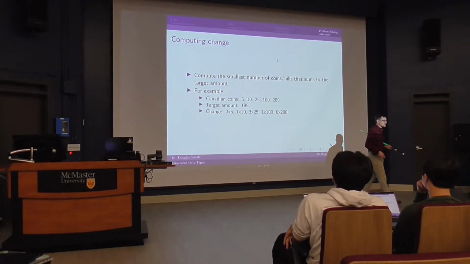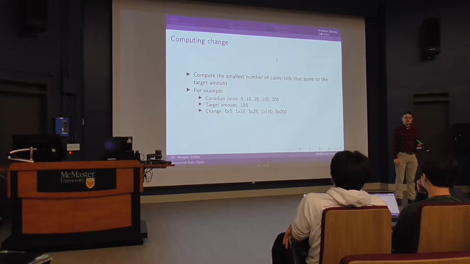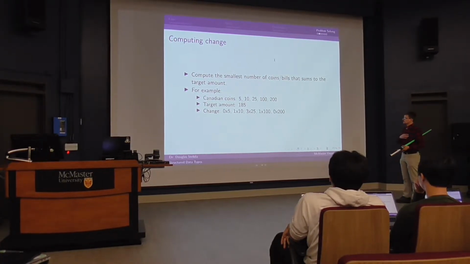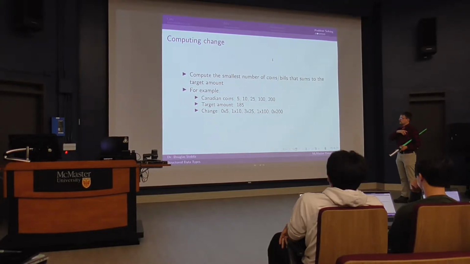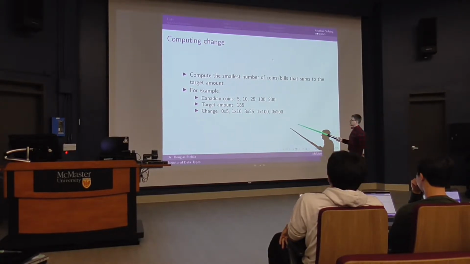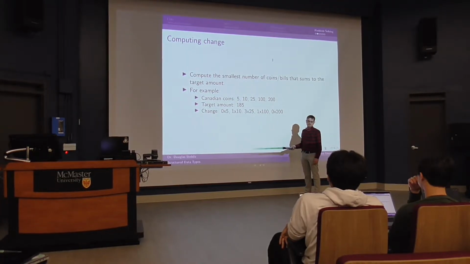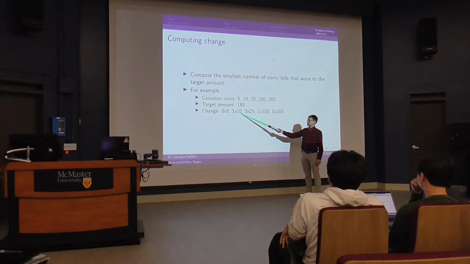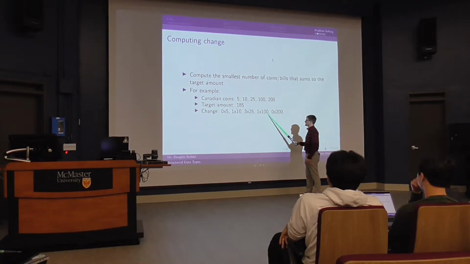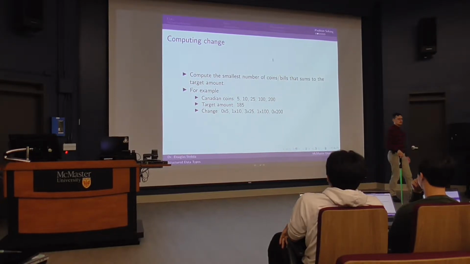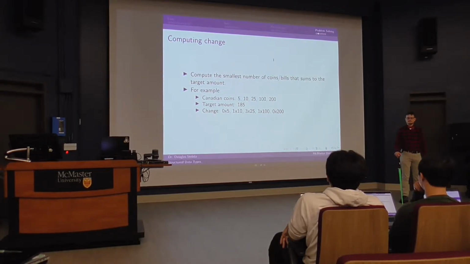There are many such arrangements of coins. So, for example, if our target amount is 185 cents, one possible configuration is 1 dime, 3 quarters, and 1 loonie, of course, in Canadian currency. Who's got another possible combination of coins?